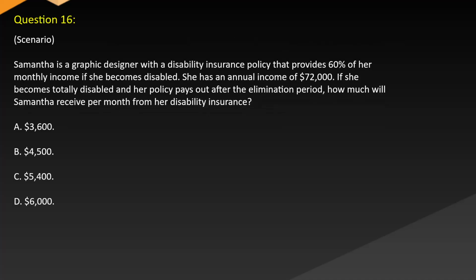Question 16. Scenario: Samantha is a graphic designer with a disability insurance policy that provides 60% of her monthly income if she becomes disabled. She has an annual income of $72,000. If she becomes totally disabled and her policy pays out after the elimination period, how much will Samantha receive per month from her disability insurance? A. $3,600. B. $4,500. C. $5,400. D. $6,000.